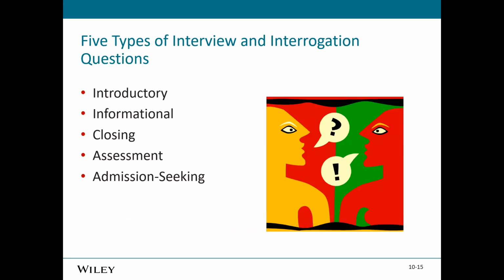So as we are going through interviews and interrogations, there's 5 different types of questions that we can ask. The first one is introductory. Introductory questions are just there to provide information and establish rapport, set the tone, establish a theme, and also observe the person's reaction, just so we can understand how the person acts.